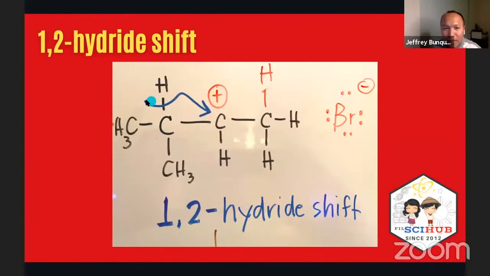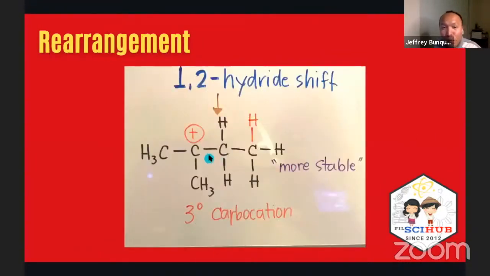So ito po yung process na mangyayari dyan. We call this a 1,2 hydride shift. So this carbon-hydrogen bond, you move the hydrogen and this pair of electrons with it, and it shifts to the carbocation center. So ano bang resulting structure dyan? Once you do the 1,2 hydride shift, what happens is that you form this tertiary carbocation.